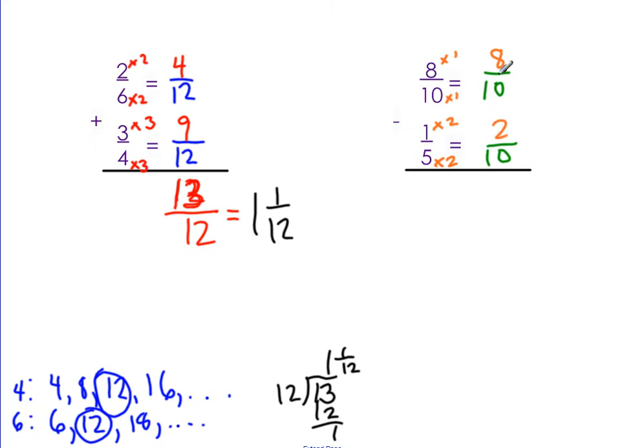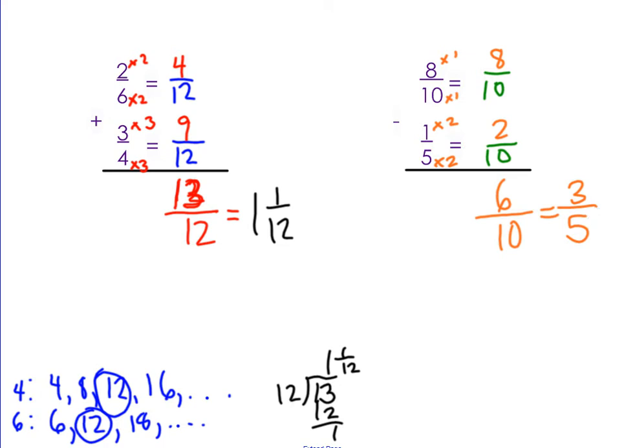Now I subtract, and I end up with 8 tenths minus 2 tenths. So 8 minus 2 is 6. And the denominator stays the same. Now this is not in lowest terms. 6 tenths is not lowest terms, so I'm going to reduce it. What number can both 6 and 10 be divided by? The highest factor would be 2. So 6 divided by 2 is 3, and 10 divided by 2 is 5. So the answer in lowest terms is 3/5. So 8/10 take away 1/5 is 3/5.